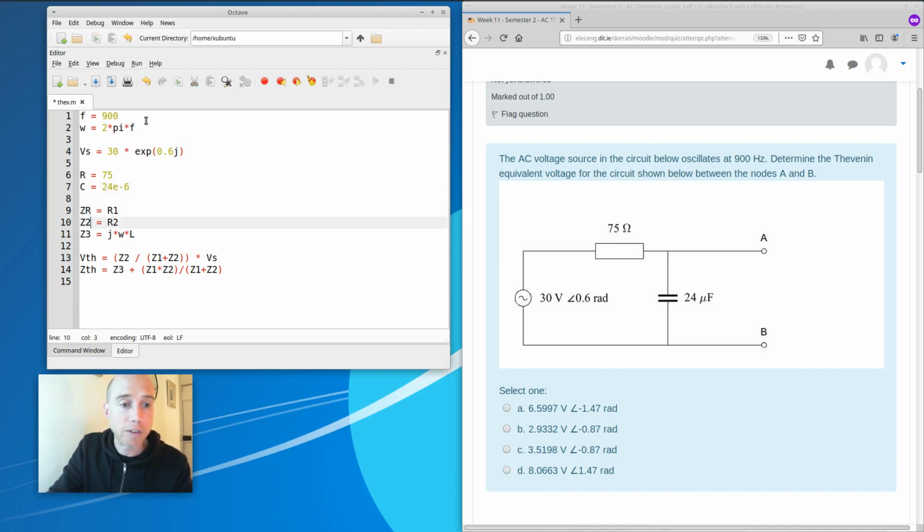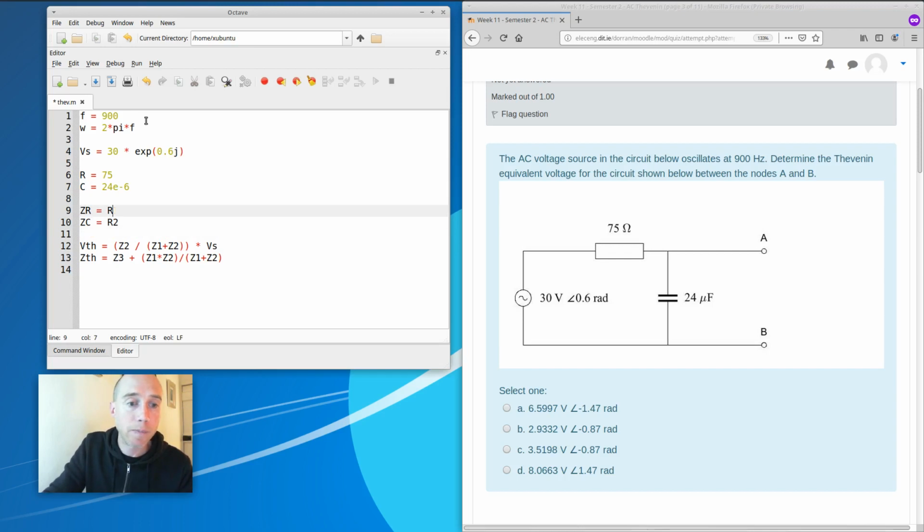Let's call these ZR and ZC in this case. So ZR is just equal to R. ZC, applying our formula from before, that's 1 over j omega c. And we can get VTH by voltage division then. It's going to be equal to ZC over ZR plus ZC times Vs.